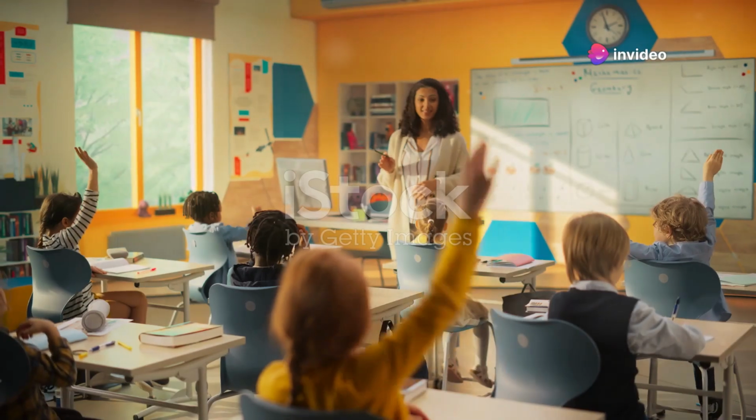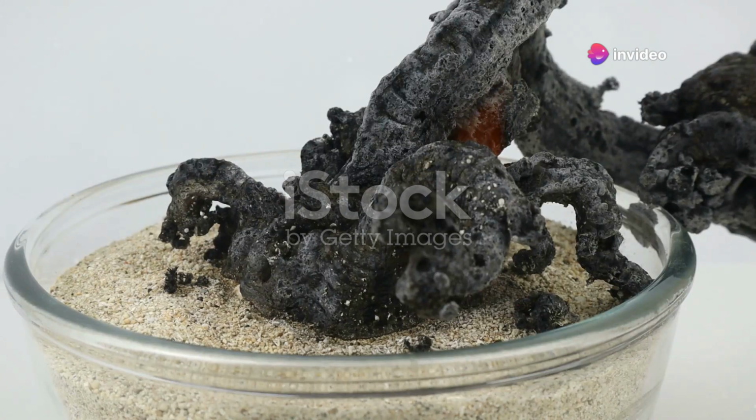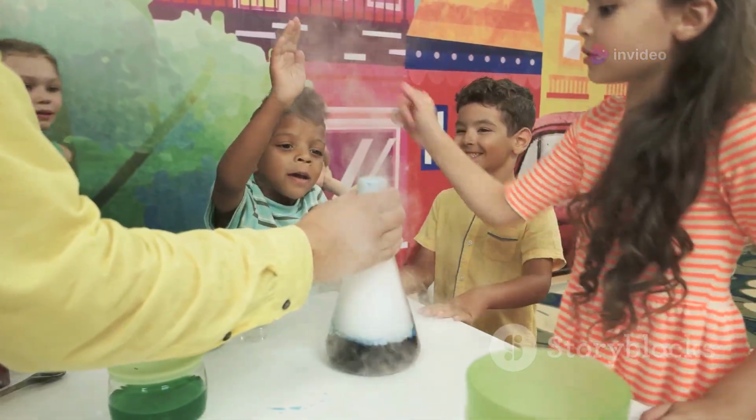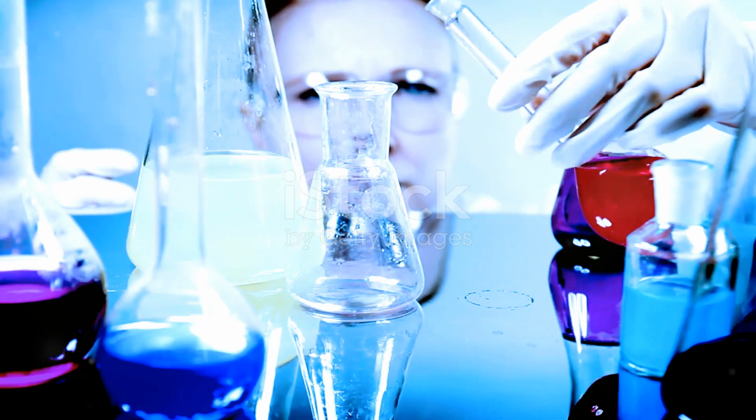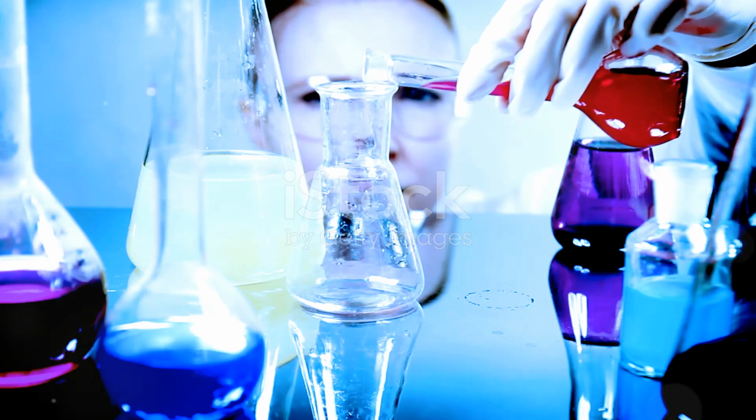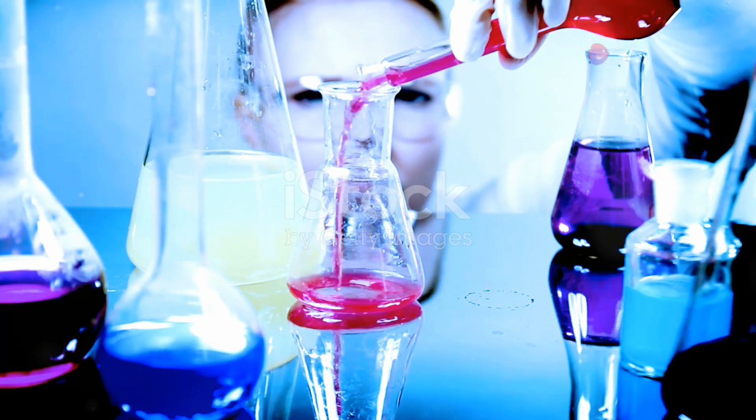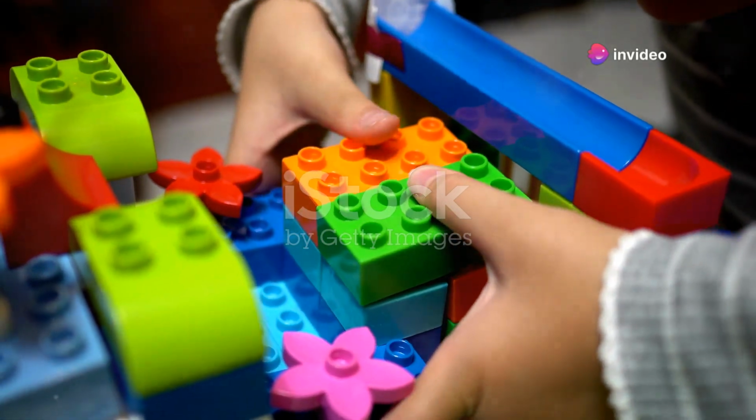Hey there, science explorers. Ever made a volcano erupt with baking soda and vinegar? That's a chemical reaction in action. Chemical reactions happen when substances called reactants transform into new substances called products. It's like rearranging Lego blocks to create something new.